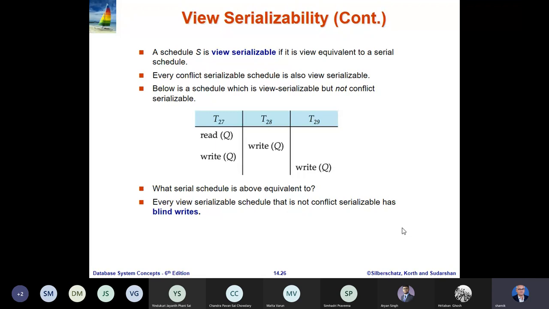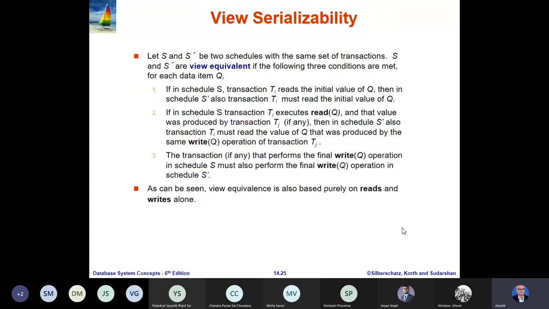Are you able to follow? So this is what is called view serializability. Of course, this is not a conflict serializable schedule, but it is view serializable. Now I will go back to the previous slide and say what the definition of view equivalent is.